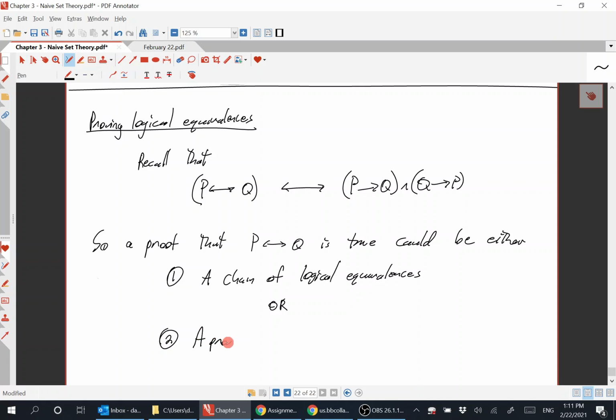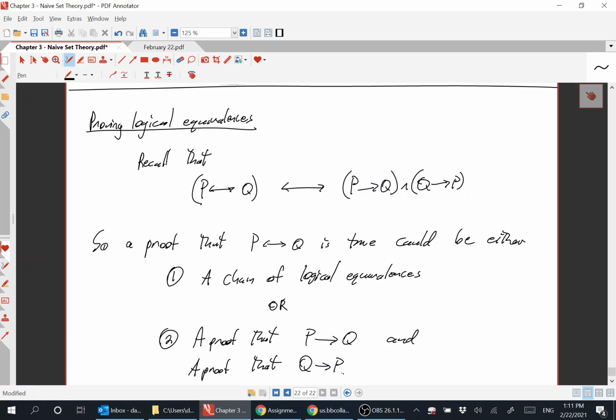a proof that P implies Q, and a proof that Q implies P. So 2 implication proofs. The implication one way, the implication the other way. P implies Q and Q implies P. It's kind of like proving that P is a subset of Q and Q is a subset of P when you're talking about subsets, right? Because subset is defined with implication.